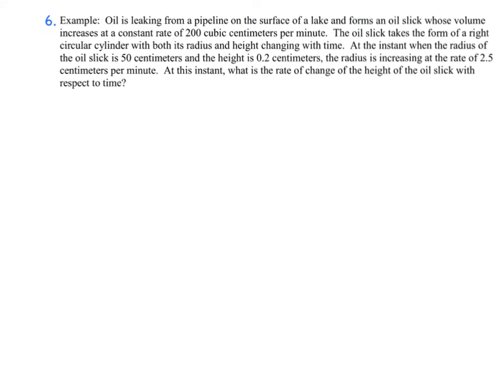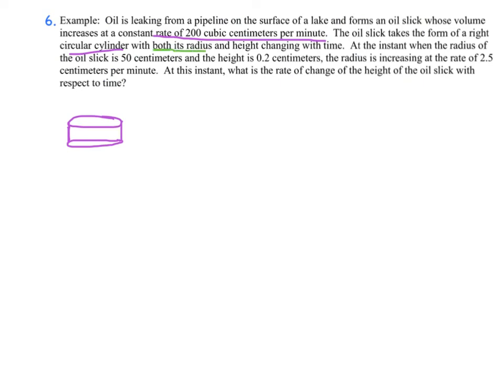Here we go. Number 6. Oil is leaking from a pipeline on the surface of a lake and forms an oil slick whose volume increases at a constant rate of 200 cubic inches per minute. Definitely important. Okay, and cubic indicates volume. The oil slick takes the form of a right circular cylinder. Okay, so we know we're dealing with a cylinder, all right, with both its radius and height changing with time. So this is different than the last problem we just did.